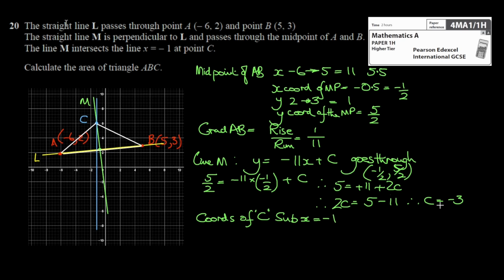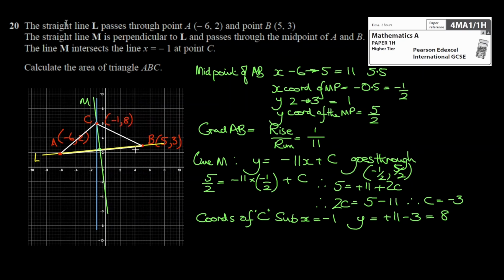Well, yeah, it does. So the coordinates of big C, we need to sub x is equal to -1 into line M with all its various bits. So we get y is equal to, x is -1, so this turns into +11 minus 3, which is equal to 8. Numbers slightly getting better now. So this point C is sitting at (-1, 8).